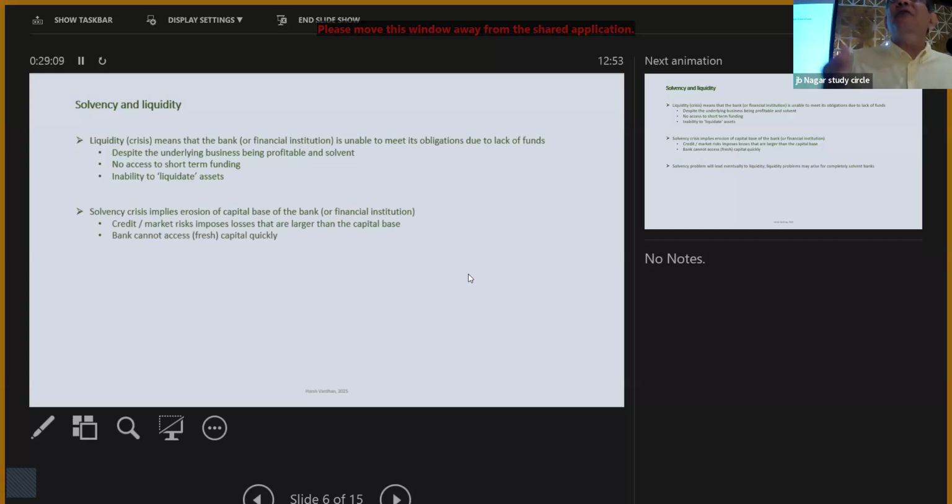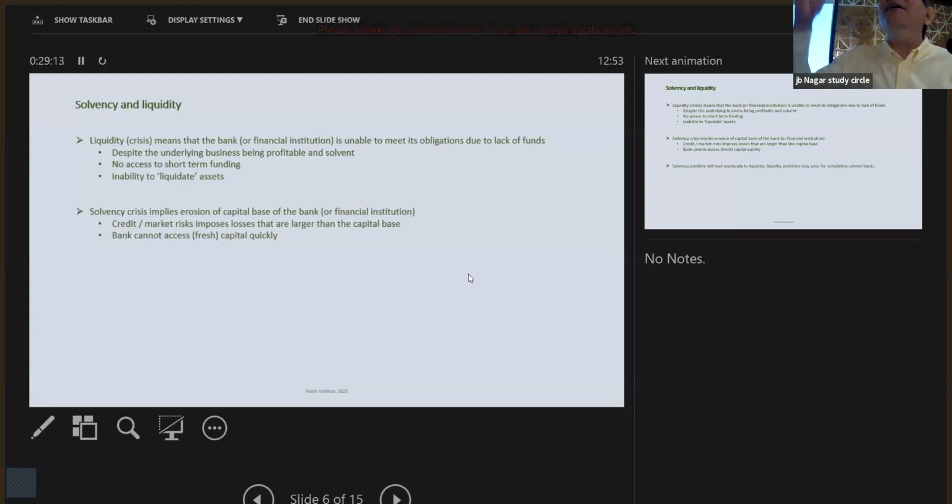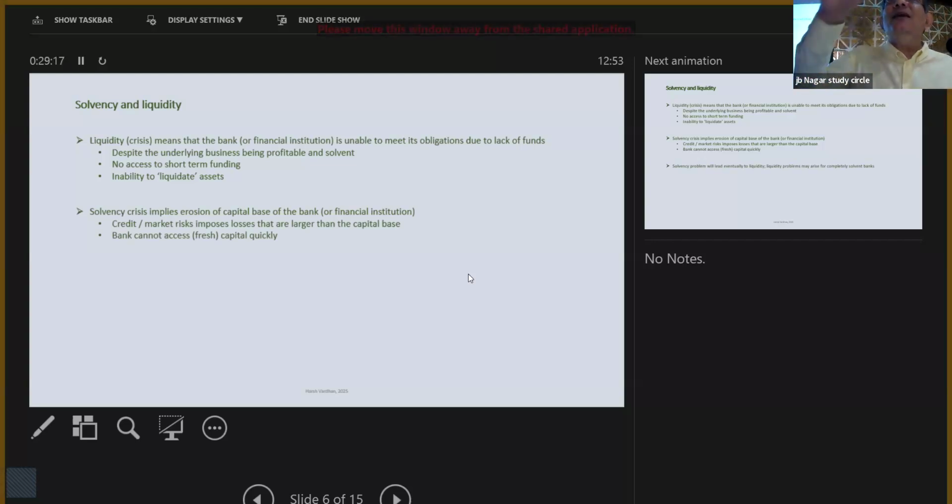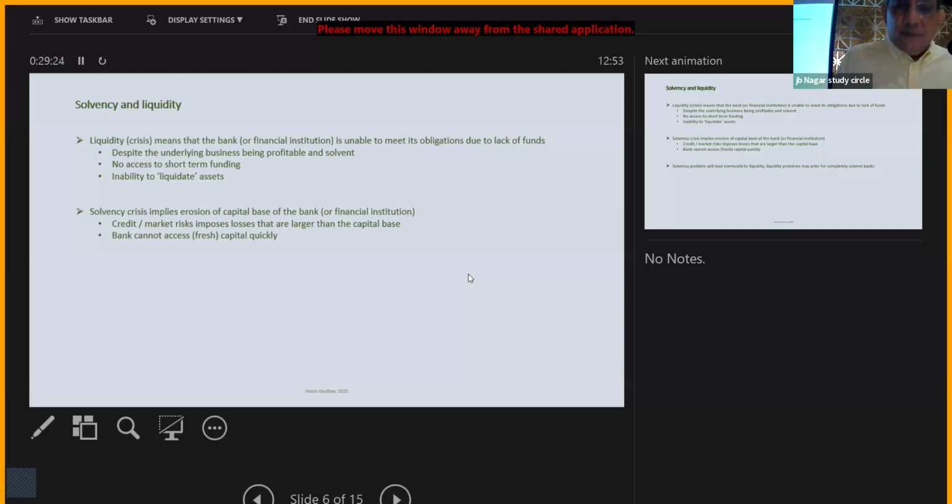Well, if it goes out in the public that the bank has a solvency problem, then there will be a flight of deposits. So a solvency problem will turn into a liquidity problem. But I'm saying they can come into being, this problem can arise, completely independent of each other. And so the problem is that the capital gets eroded and the bank cannot raise capital in the short term. So then the bank essentially becomes bankrupt.